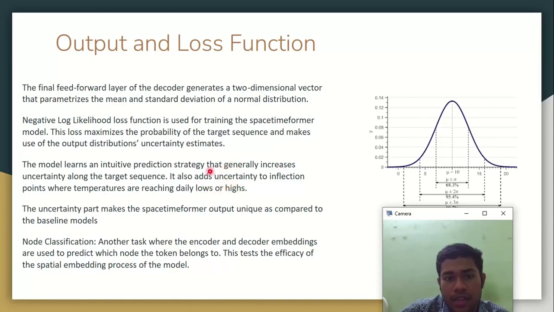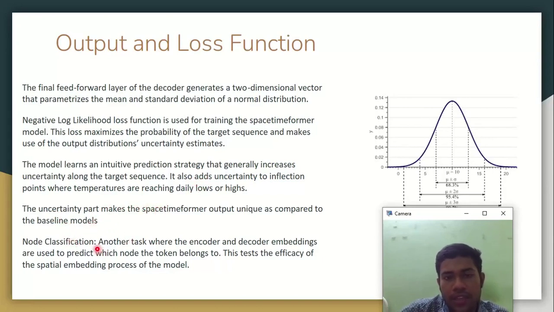This is helpful because it tells us how uncertain our current predictions are and in what bounds we can expect the actual value to be. So the uncertainty part makes the Spacetimeformer unique as compared to other baseline models.